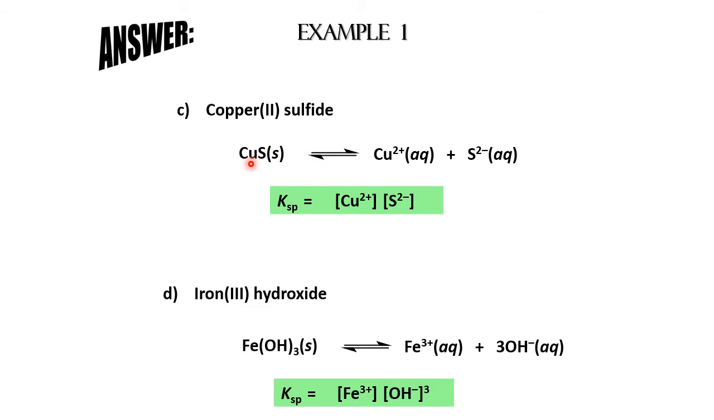Copper sulfate: Cu2 plus and sulfate 2 negative, that's why 1 to 1. This is the Ksp for copper sulfate. Iron hydroxide: iron 3 plus, hydroxide negative 1. That's why 1 mole of iron is formed and 3 moles of hydroxide are formed. So the Ksp is iron 3 plus to the power of 1 and hydroxide to the power of 3.